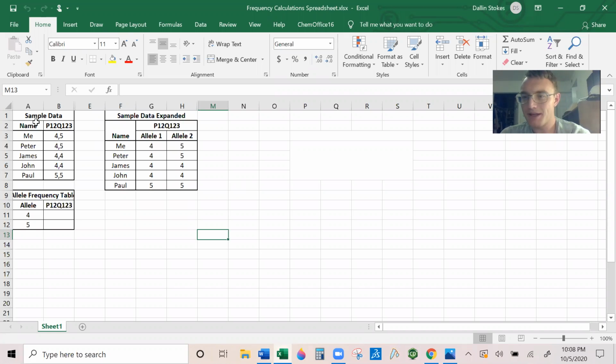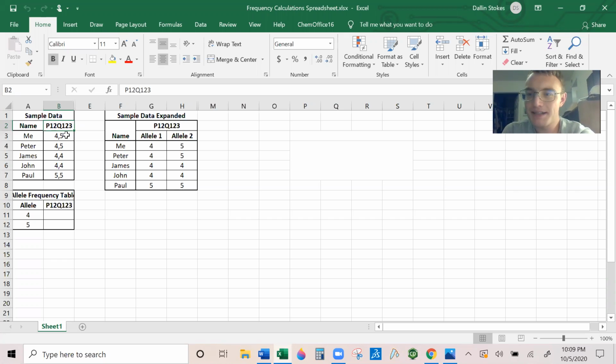So here's my little scenario. Let's pretend that the population is me and my 4 neighbors, Peter, James, John, and Paul. We're all very righteous people. At least those 4 are, maybe not me. At this particular locus that I totally made up, it turns out there are only 2 possible alleles, which would never happen in real life, but I'm simplifying things here. You can either have a 4 repeat allele or a 5 repeat allele.